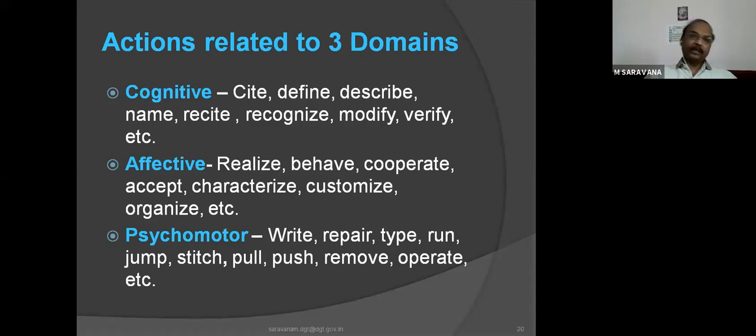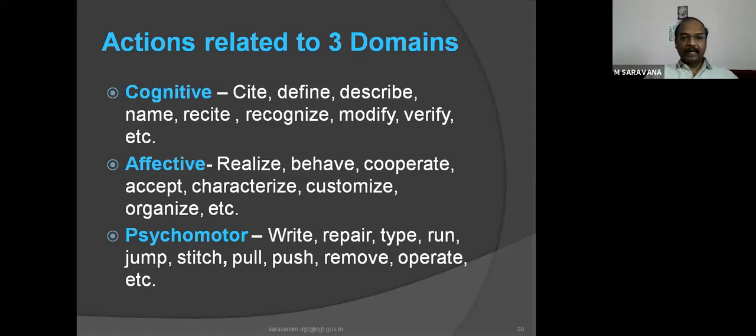See, affective domain statements we are not using much in our lesson plan or demonstration plan, because most of the lesson plan topics are related to knowledge, and the action verbs are related only to knowledge, not attitude. And the skill which we impart through practical demonstrations is related to psychomotor.